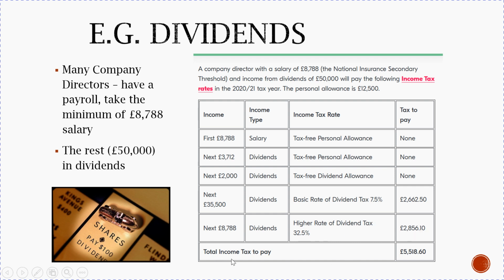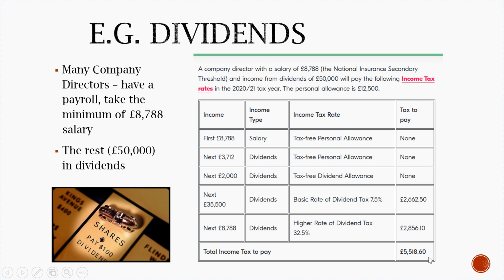So the total income tax to pay is £5,518.60 on a, I'm not going to say on a salary of 8,788, but with a total income of 58,788, because they took salary, the minimum salary if you like, and then the rest as dividends. So just remember that number.